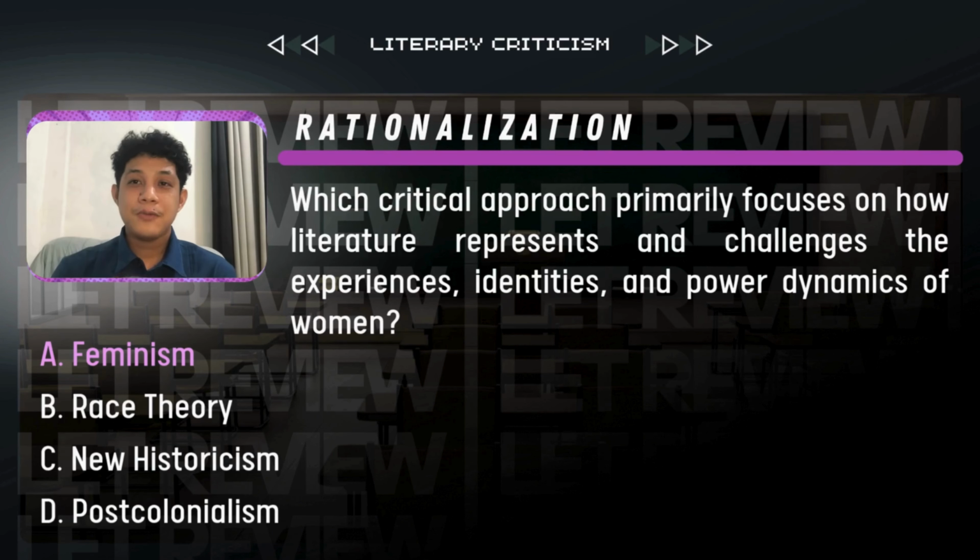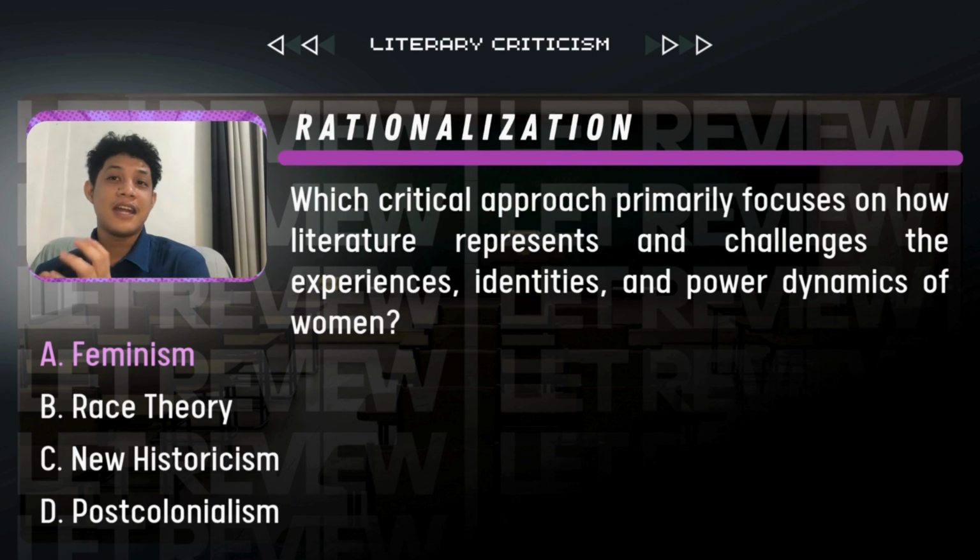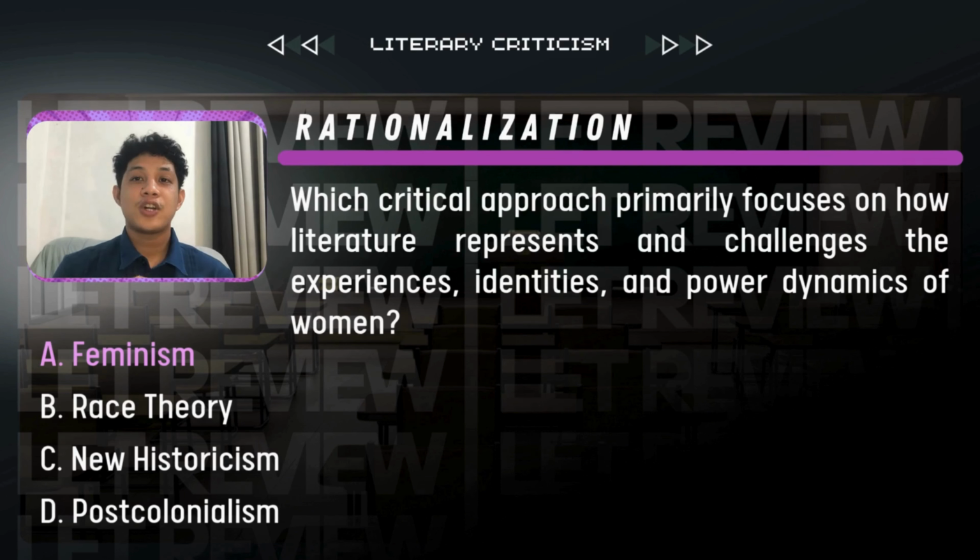For example, B, race theory focuses primarily on race, ethnicity, and racial identity rather than gender and women's experiences specifically. Also, New Historicism explores the historical and cultural context of a text but doesn't focus solely on gender or on women. Lastly, letter D, postcolonialism, analyzes the impact of colonialism and imperialism on literature. So overall, if it directly confronts gender-based or women's issues or power structures in literary texts, then to be specific, it is feminism. That's the essence of feminism. So the correct answer for this question is feminism.